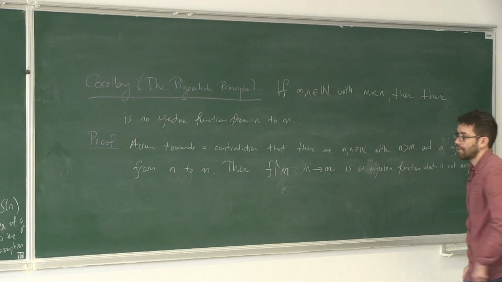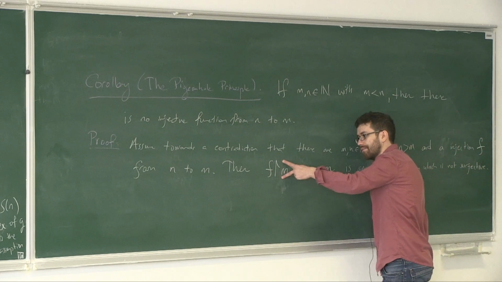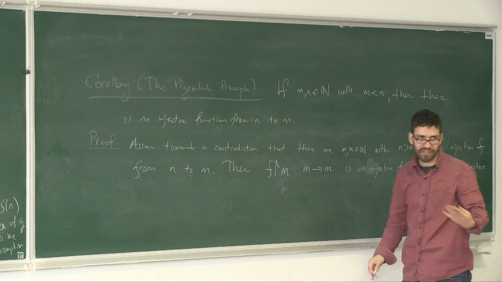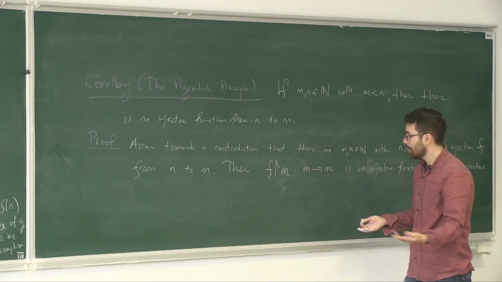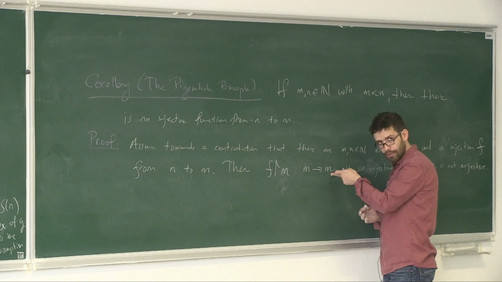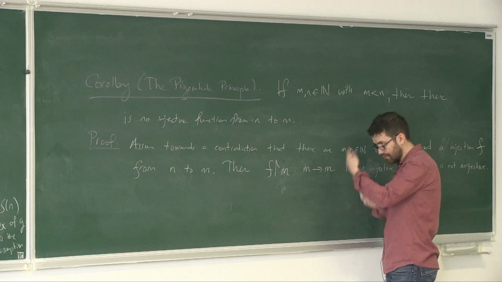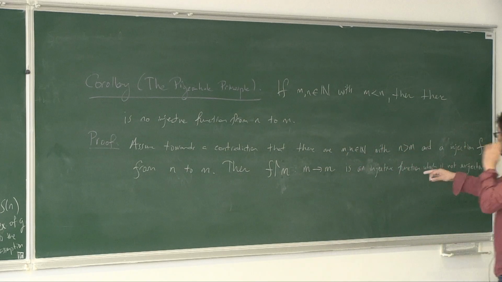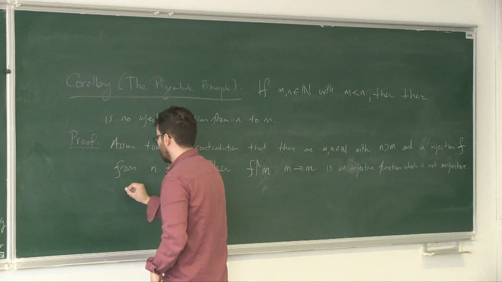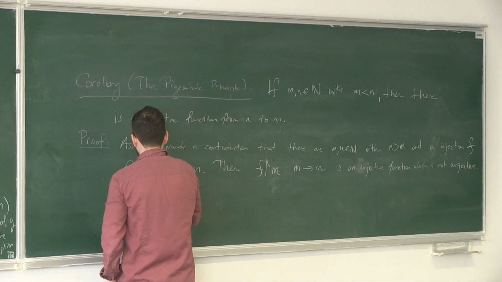Okay? Because if you restrict an injective function, you're still going to get an injective function. By restricting it, you can't possibly make the range bigger, but the range already missed at least one element in here. It's not all of them, so it's still not all of them when you restrict it. So it's an injective function which is not surjective. This contradicts the lemma.